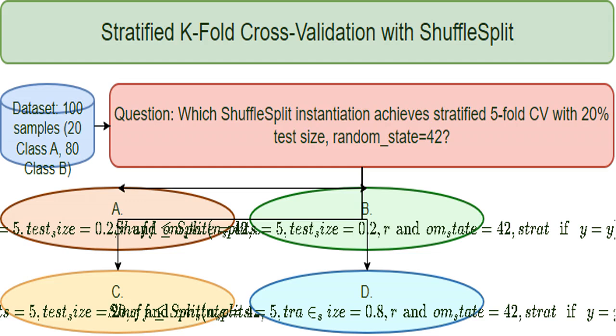I have a dataset with 100 samples. 20 belong to Class A, and 80 belong to Class B. This is important because I need to make sure my cross-validation process keeps this ratio of classes A and B consistent in each split. I am ensuring that during splitting, Class A's representation remains 20% and Class B's remains 80%.